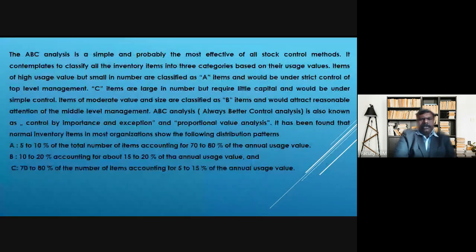ABC is a frequently asked question, and mostly people are using this. That's why they are going to ask this type of question. What is meant by ABC analysis? It's a simple and probably the most effective of all stock control methods. It classifies all the inventory items into three categories based on their usage value. Items of high usage value and small number are classified as A. It is called A items and would get strict control from top level management.